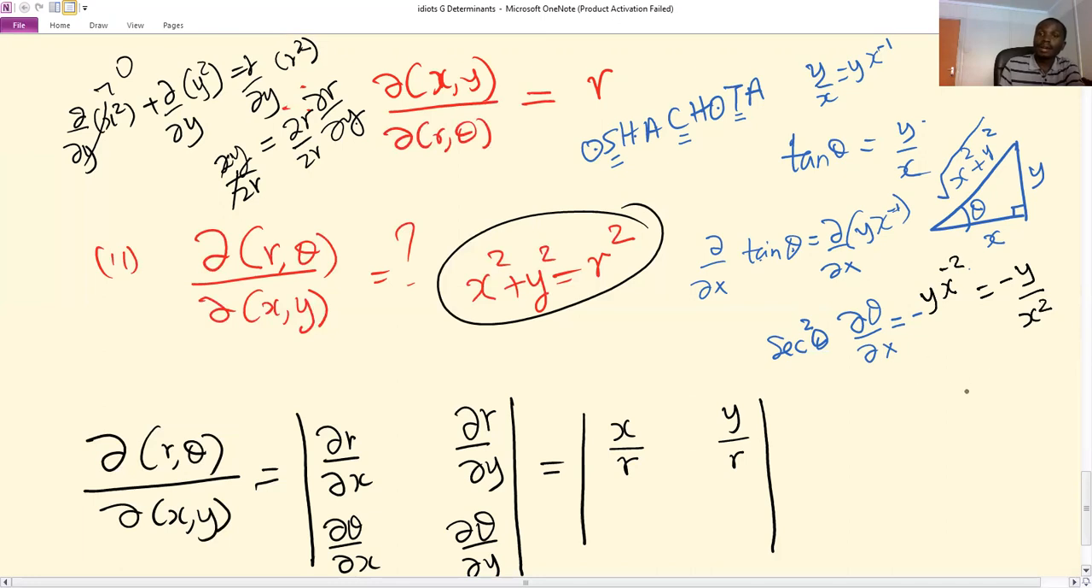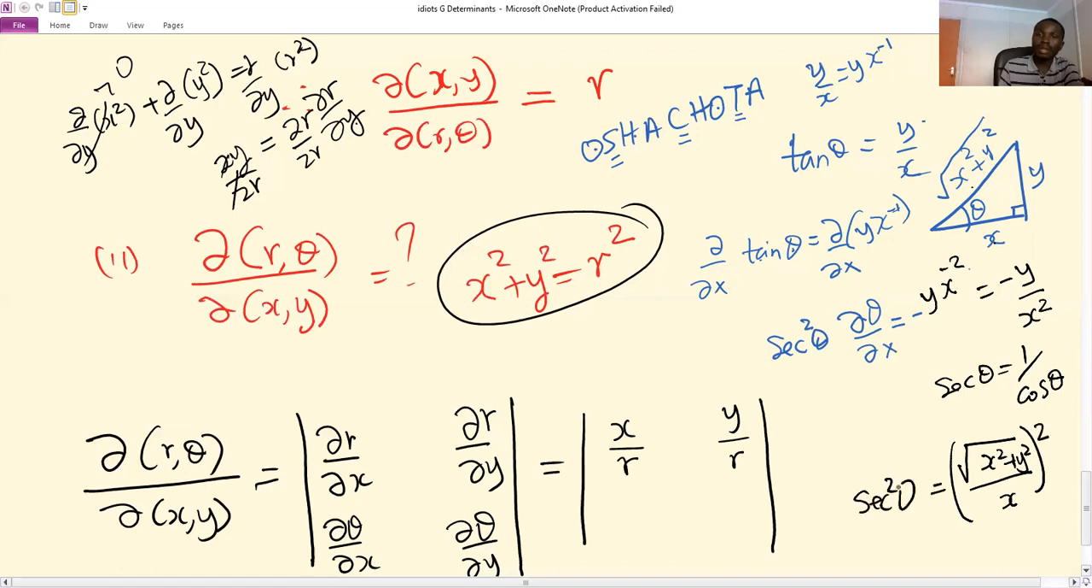But sec theta is the same as 1 over cos theta. So from this triangle, cosine is given by adjacent over hypotenuse, so x over hypotenuse. So the reciprocal will be hypotenuse over adjacent. And when we square, this is what will define the sec squared theta. So sec squared theta will be given by x squared plus y squared, and then over x squared.